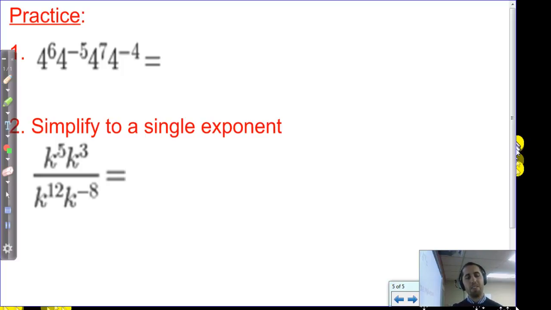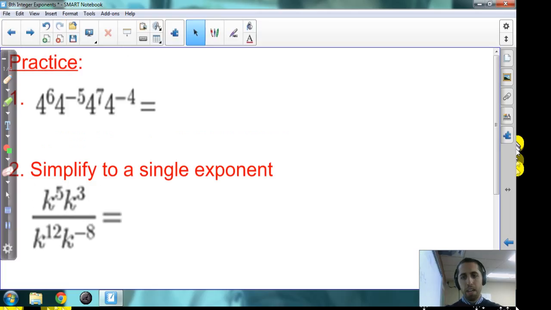And then for number 2, I want you to simplify to a single exponent, k to the 5th times k to the 3rd divided by k to the 12th times k to the negative 8. So you're going to have to figure out how to put those all together. Give me a single k to a single exponent. Whether it's positive or negative, numerator or denominator is up to you. Just do your best, and I will see you.